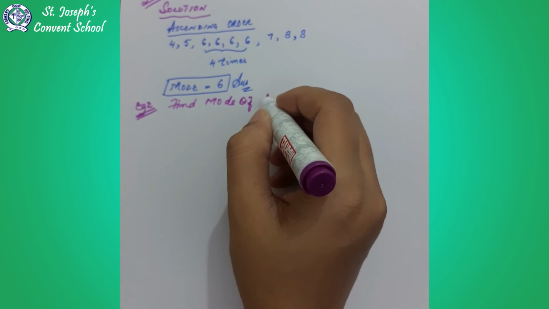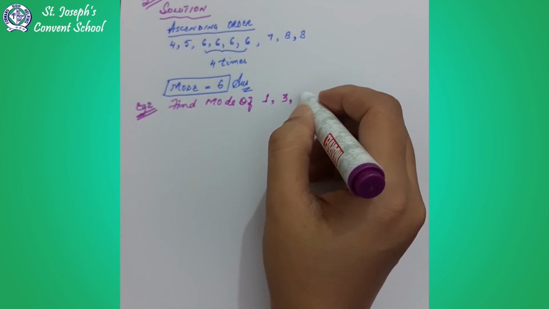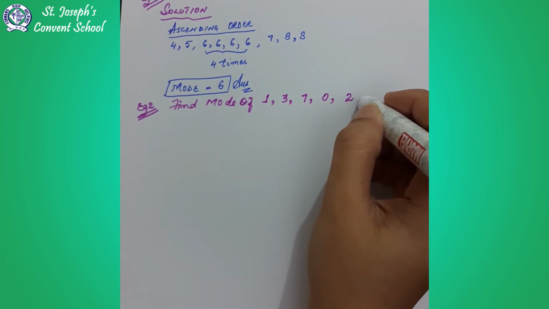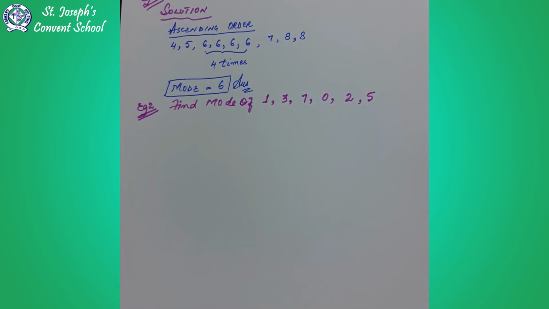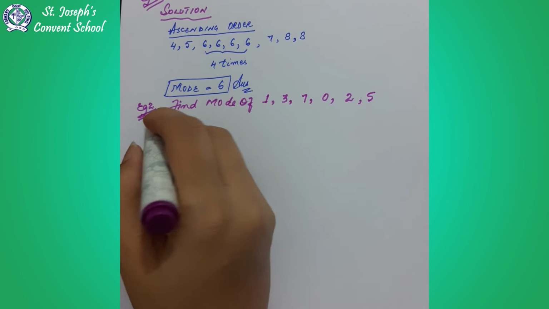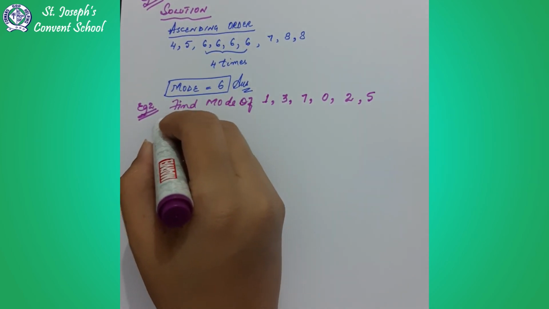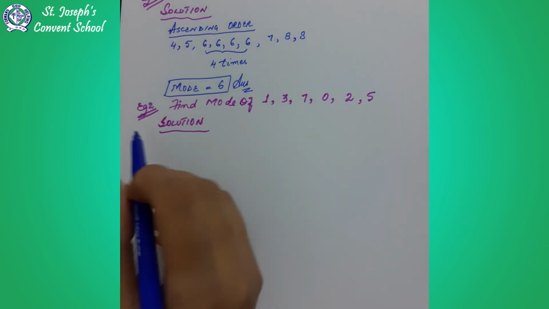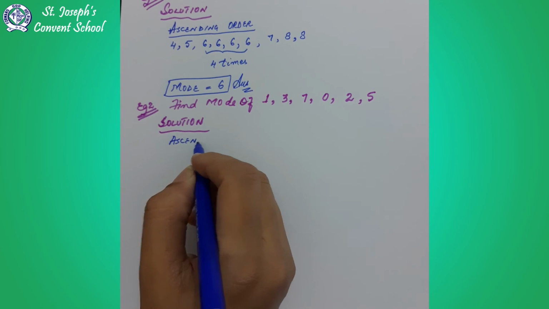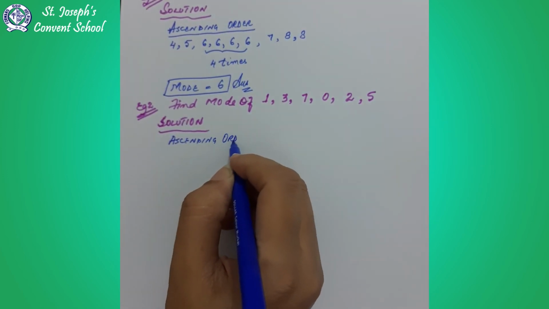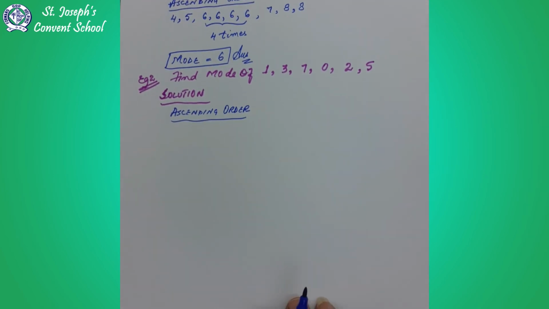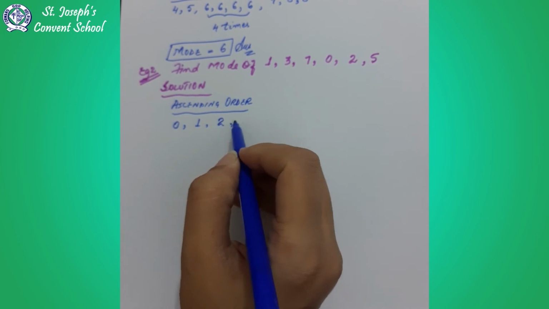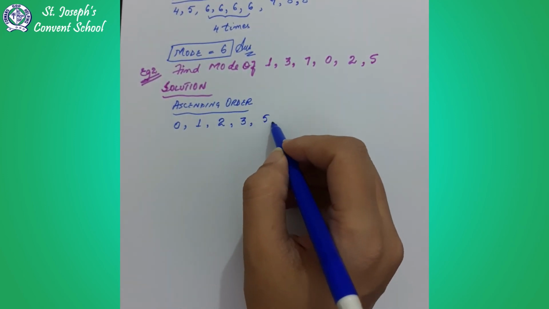Find the mode of 1, 3, 7, 0, 2, 5. So these are the numbers. You have to find the mode. Let's write them in ascending order. The smallest value in the data is 0, then there is 1, then there is 2, there is 3, there is 5, and there is 7.